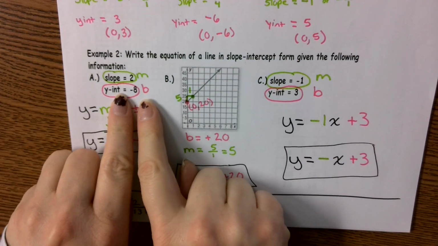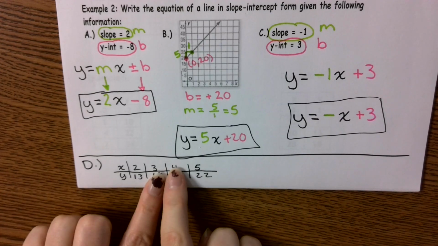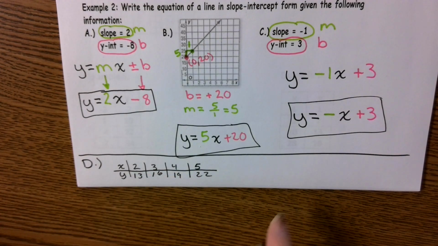So yesterday we focused on identifying slope and y-intercepts from equations, and then we wrote the equation given slopes or given a graph. What I want to do today, real quickly before we move on, is focus on it from a table format, because remember, you are also responsible for being able to find these equations from the table.